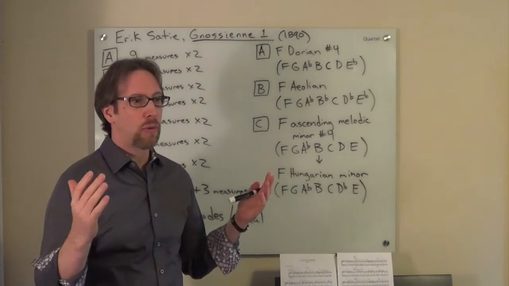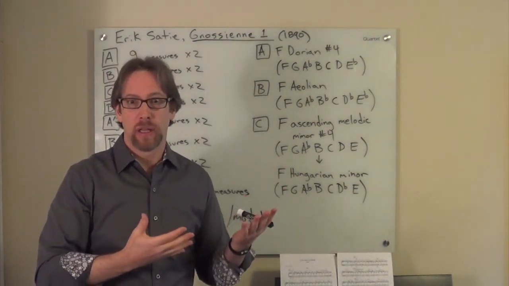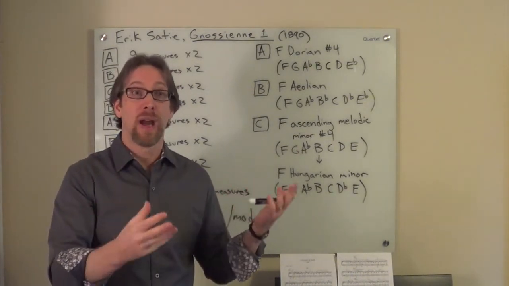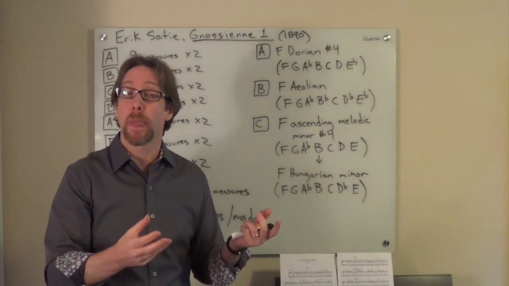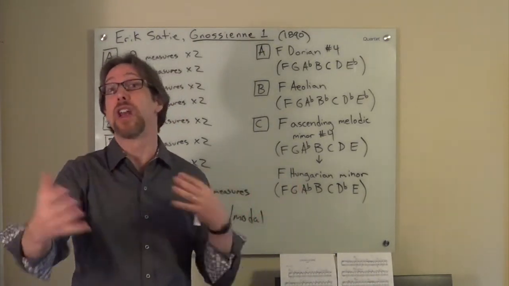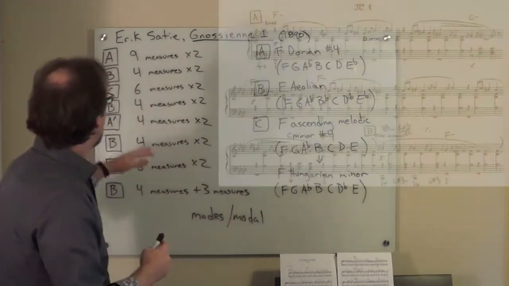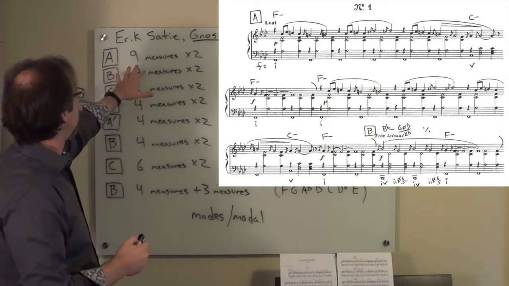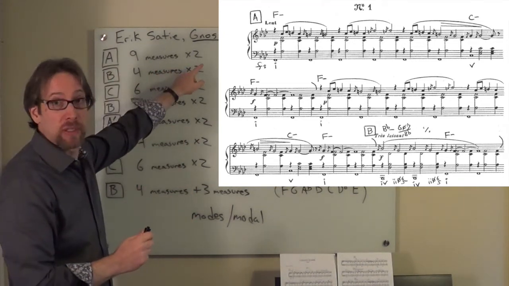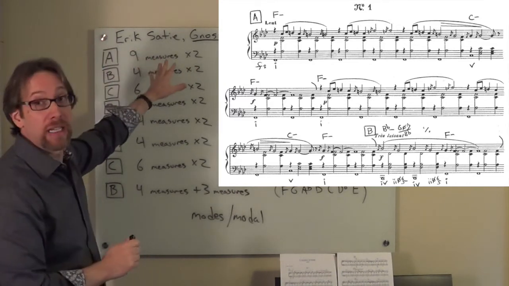So the goal is finding that balance between enough repetition so that there's a familiarity, an ability for the listener to follow what's happening in the music, and enough new material to give it variety and interest. So Erik Satie starts off with a 9-measure idea that he does 2 times. So this is what I'm calling our A section.